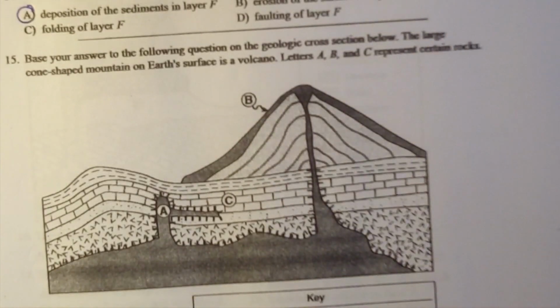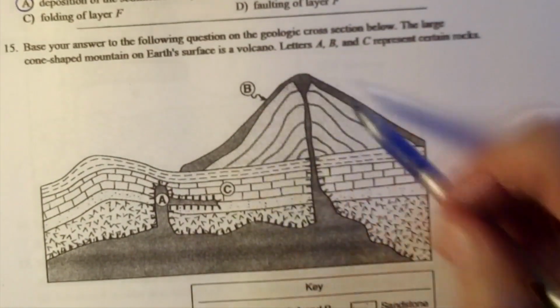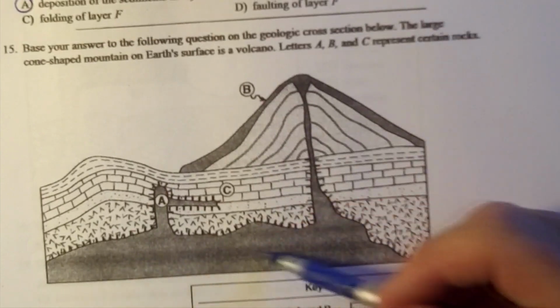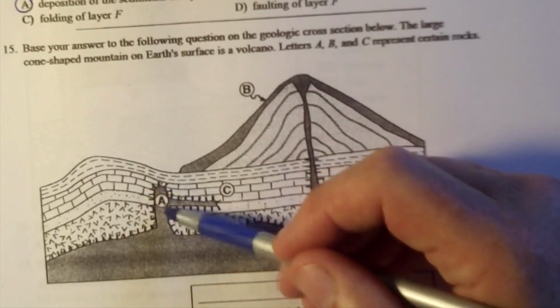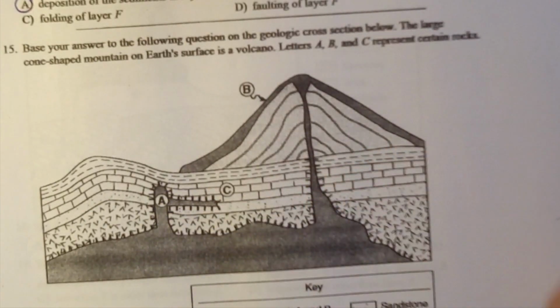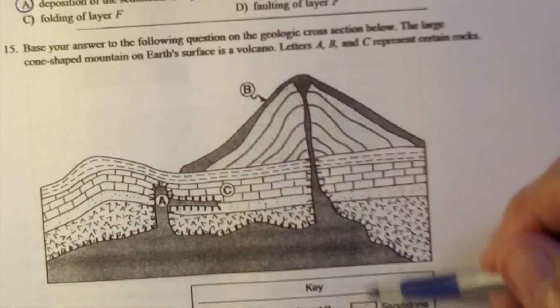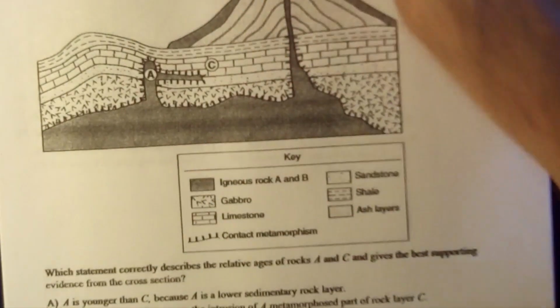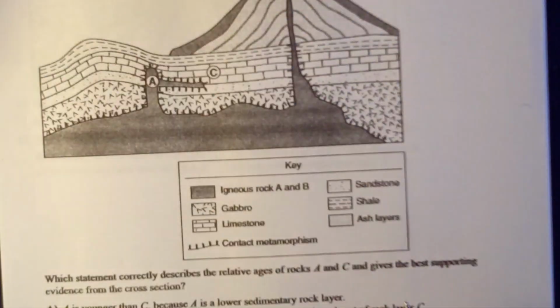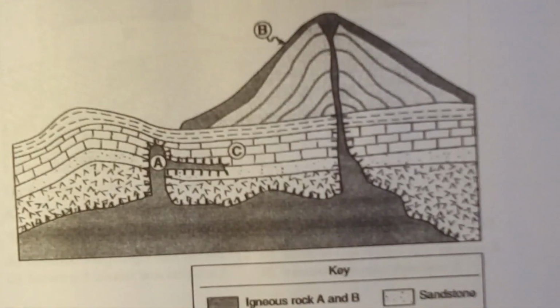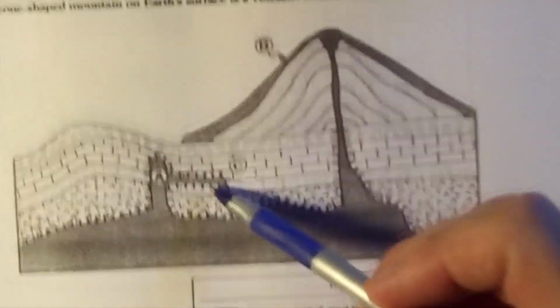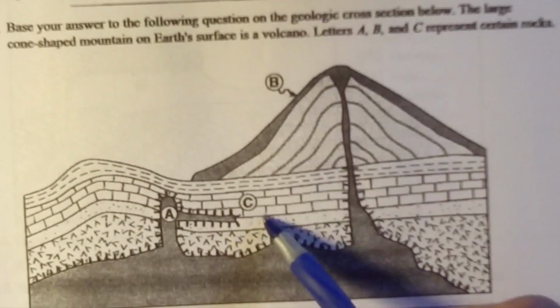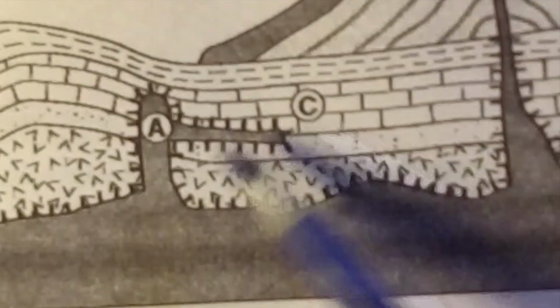All right, so here we have a picture of a volcano area. Here's our igneous intrusion. We have some features in here of an intrusion, a side intrusion there. We've got the volcano, a lot of contact metamorphism. Which statement correctly describes the relative ages of rocks A and C, giving the best supporting answer? So I see that A and C are together over here. See some contact metamorphism. C must have been here first, and then A.